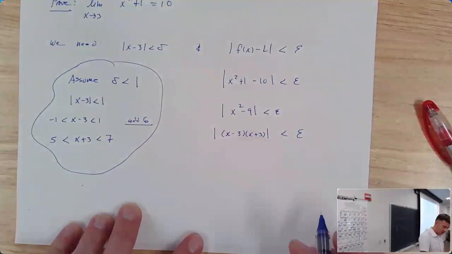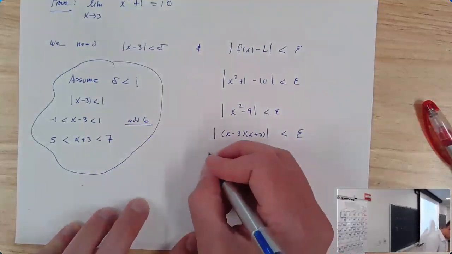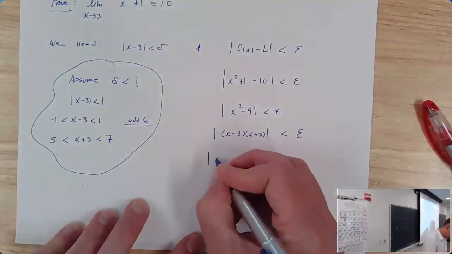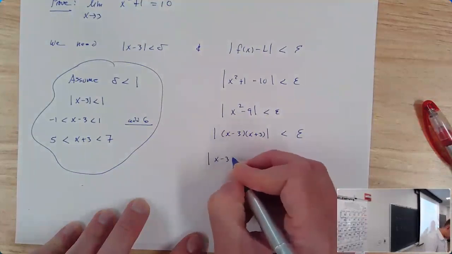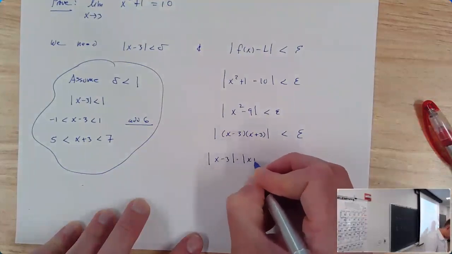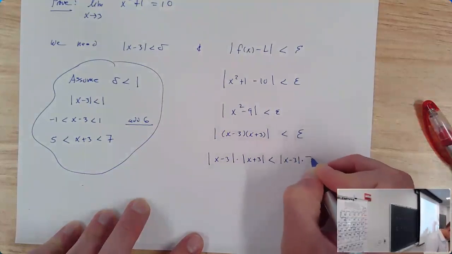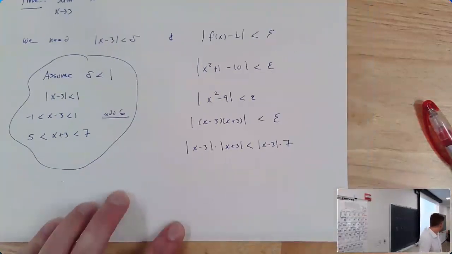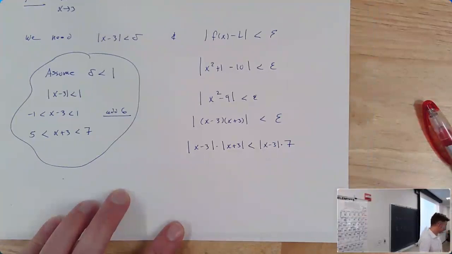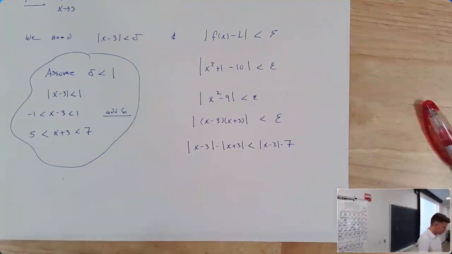So I can say, here's what I really have. I have the absolute value of x minus 3 times the absolute value of x plus 3 is less than the absolute value of x minus 3 times 7. So we're adding 6 to get to a point where we have something that looks like our problem.